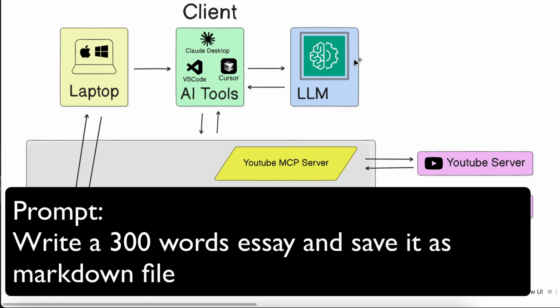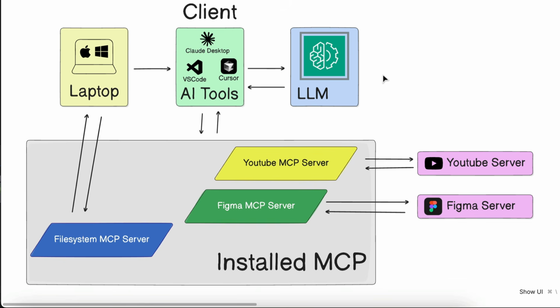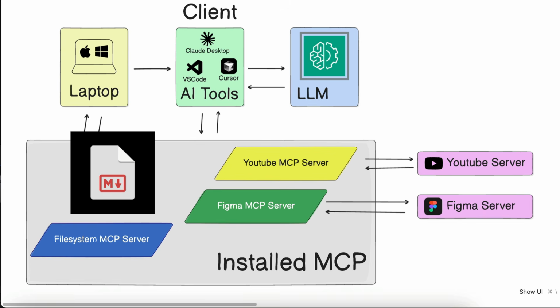For example, you might ask the AI to write a 300-word essay and save it as a markdown file on your computer. The AI will process your request, and if it thinks it needs access to an MCP server to perform specific actions, it will send back a response to do so. The client receives the response. First, it will write the essay and then connects it to the file system MCP server over here, and then perform the required actions. In this case, save the essay text in a markdown file.